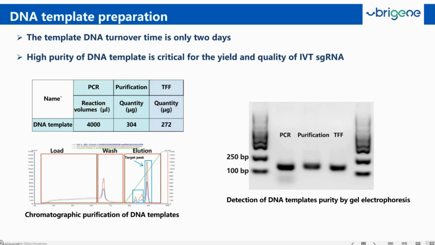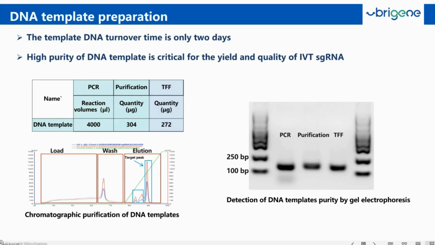Again, we offer high quality and have extensive experience in the production of GMP plasmids. We can turn around templates for DNA in a couple of days, leading to high purity of this template, which is critical in our hands for the yield and quality of the in vitro transcribed small guides. This is a few images showing the types of reaction volumes that we use, the quantity of material that we deploy, and ultimately what we recover following TFF.